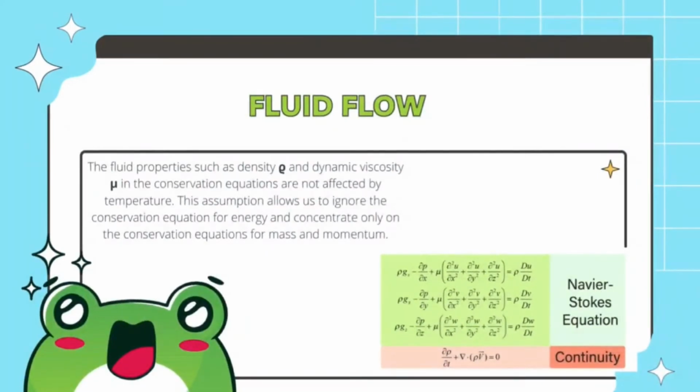Fluid flow. The fluid properties such as density and dynamic viscosity in the conservation equations are not affected by temperature. This assumption allows us to ignore the conservation equation for energy and concentrate only on the conservation equations for mass and momentum.